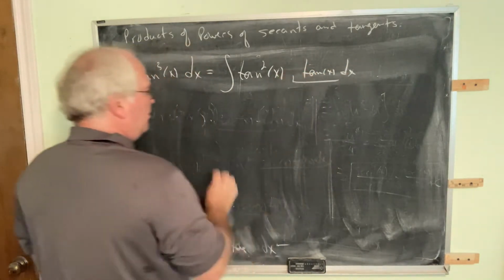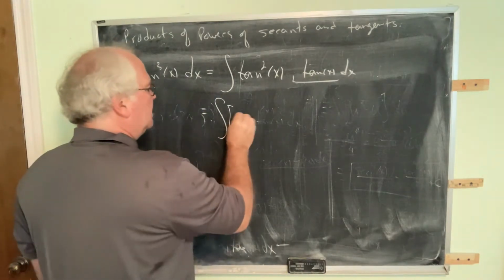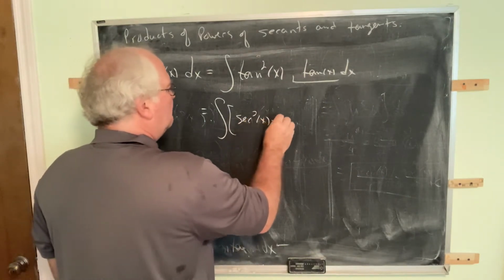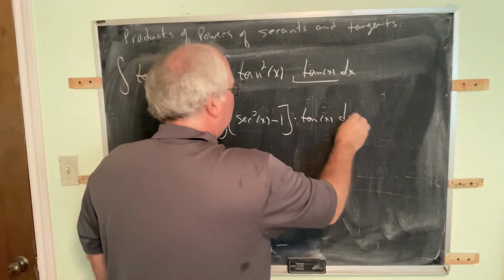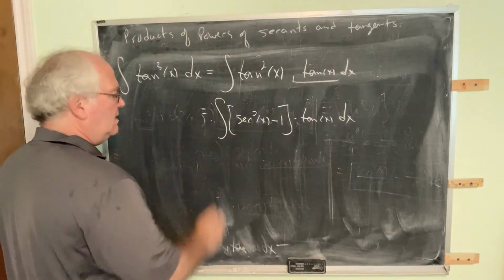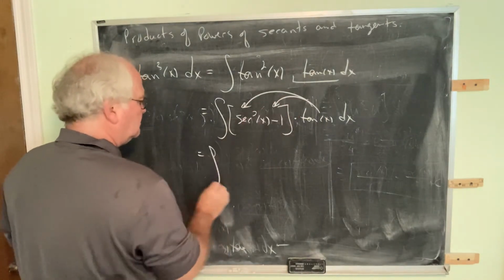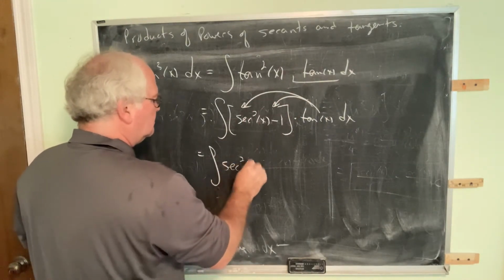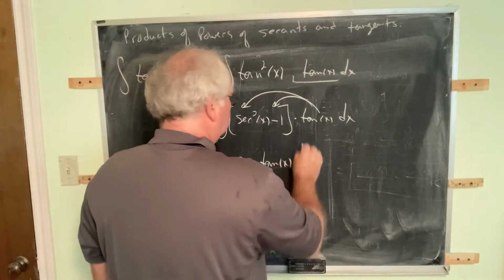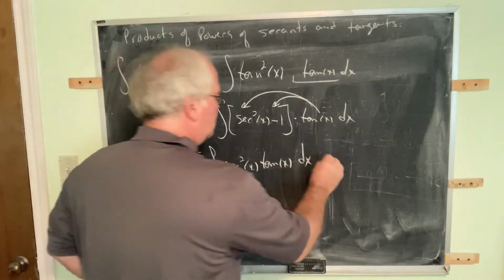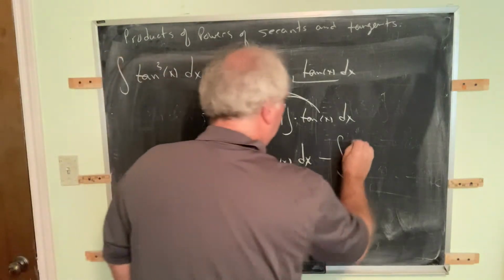And there's going to be more here pretty soon. Convert this, right? Tangent is secant squared minus 1 times tangent of x dx. And so now I'm going to break this into, distribute this in. In fact, I'm going to break this into two completely separate integrals. Distribute tangent here, distribute tangent here.